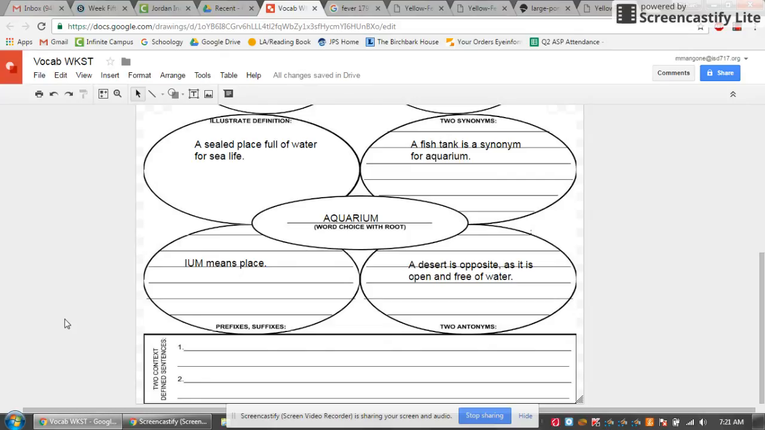After that, you'll have to go down to making 2 sentences. The sentences will use the word aquarium in them. So something like, I went to the aquarium because I wanted to see the sharks swimming in the water. And then you need another sentence unrelated to that one. Something like, when I bought my aquarium, it was too small to fit my giant octopus. So you need 2 sentences that define the word in their context.